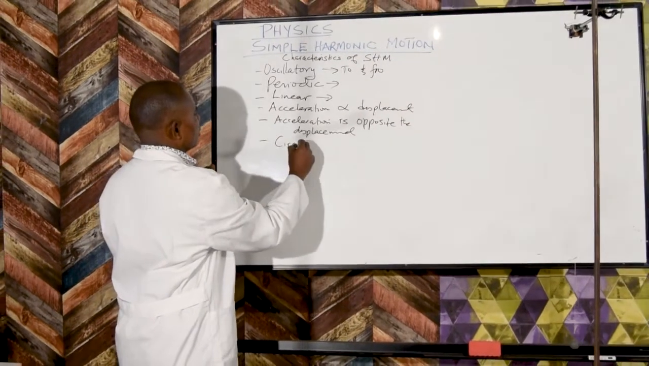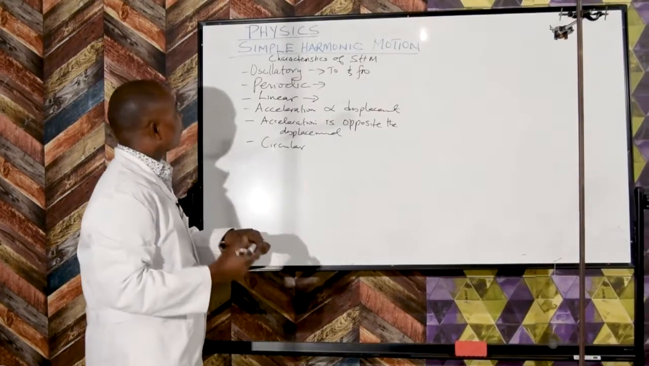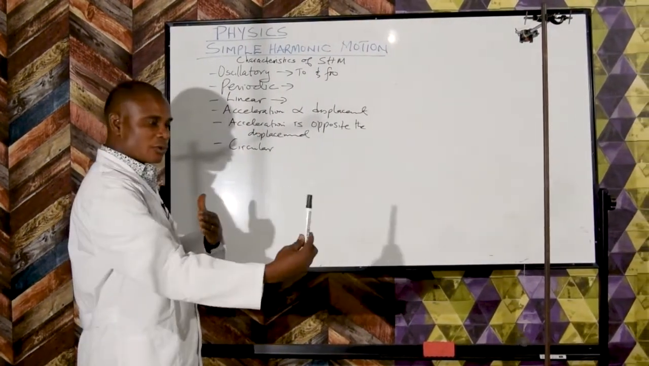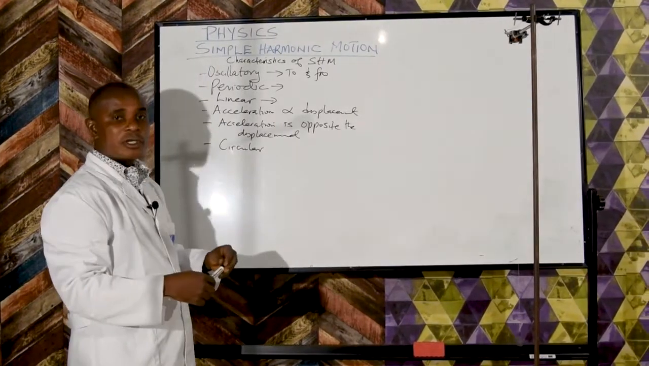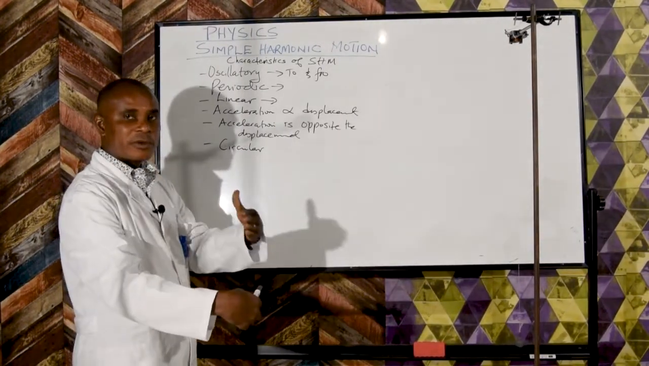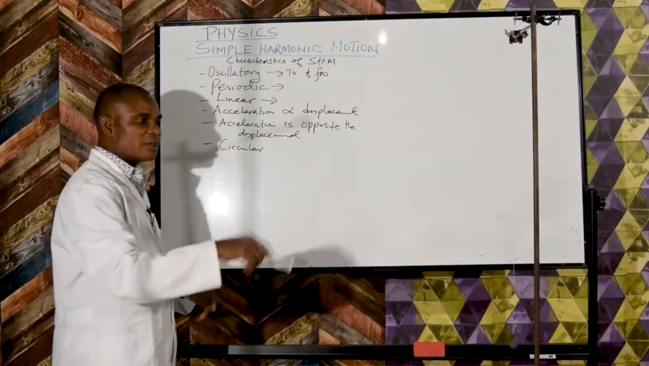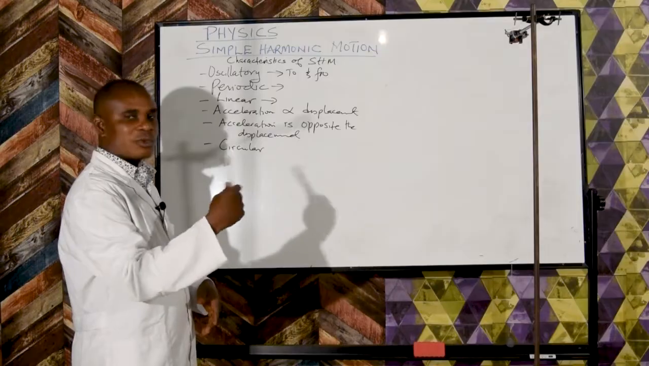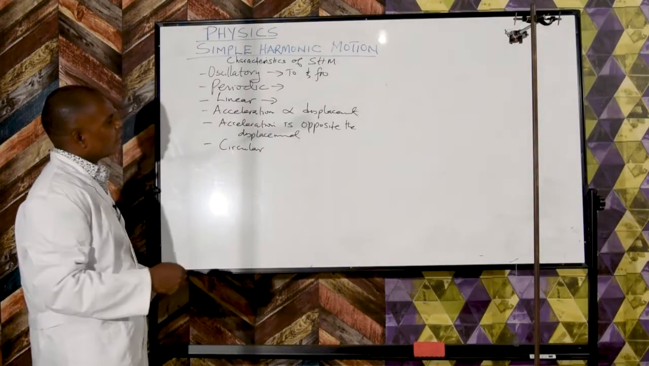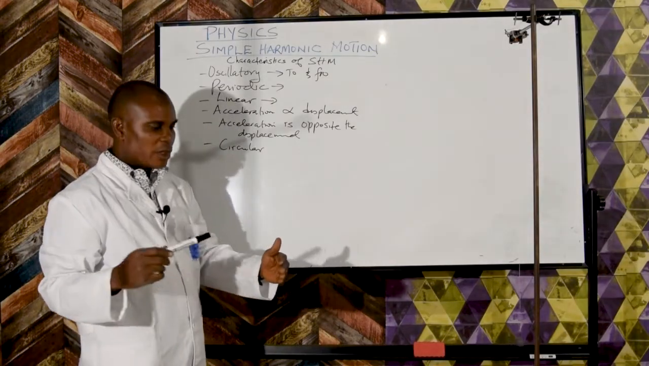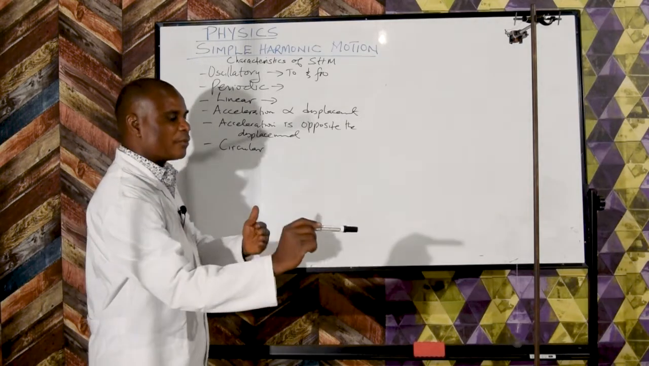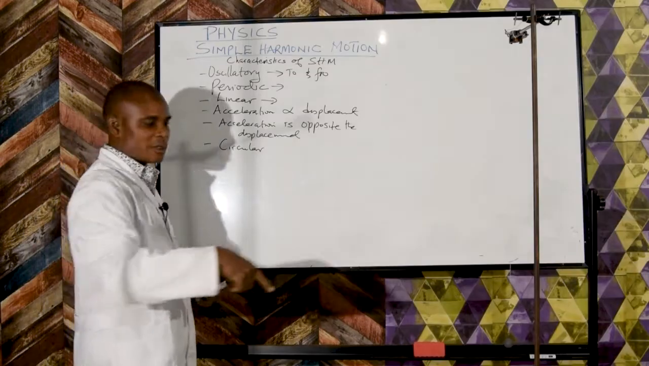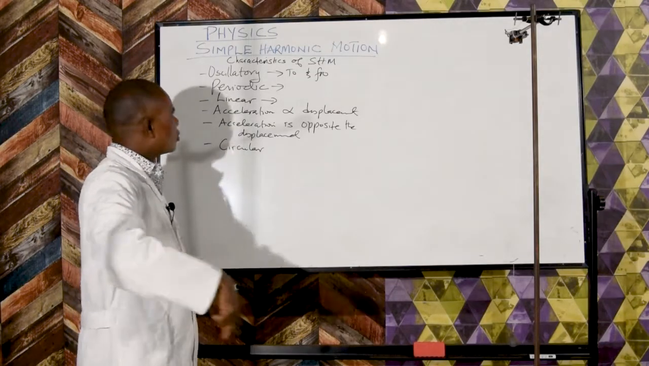It's a circular motion. So now we have all these characteristics of simple harmonic motion. It's oscillatory, meaning it's to and fro motion. It is periodic, meaning it repeats itself at intervals of time. It's linear, meaning it goes in a straight line. Its acceleration is directly proportional to the displacement, and is also opposite, meaning if it is accelerating this way, the displacement is this way, and vice versa. And it's circular because it goes around the cycle.